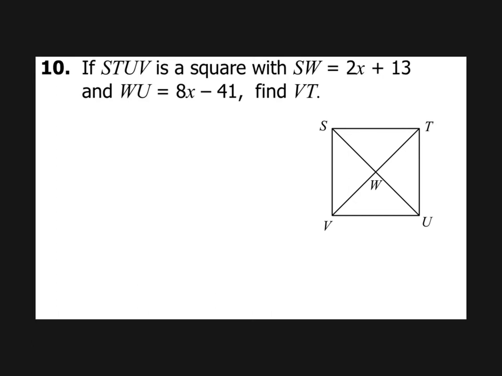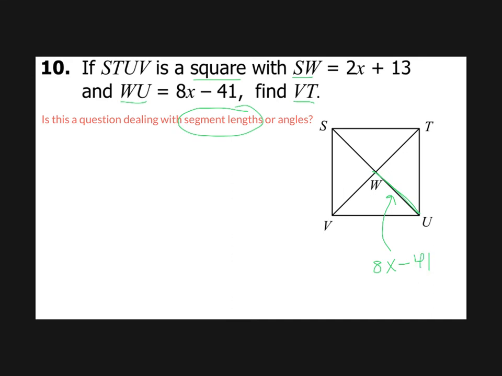Number 10, what's most important is this is a square. So when I go to include that big question, is this lengths or angles? Well, we know this is going to be a cinch. Now I'm looking and they're giving me SW, VT, WU. These all seem like segment lengths. So let's put them in the picture. WU is right here. That is 8x minus 41. Okay, and SW is up here. It's the other part of that diagonal. This 2x plus 13 is right here.